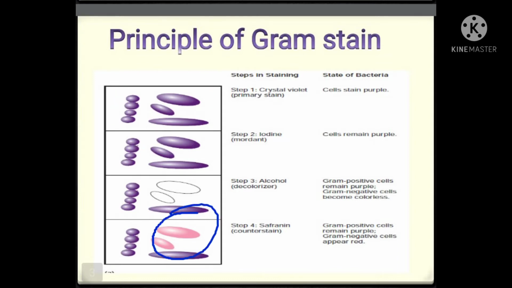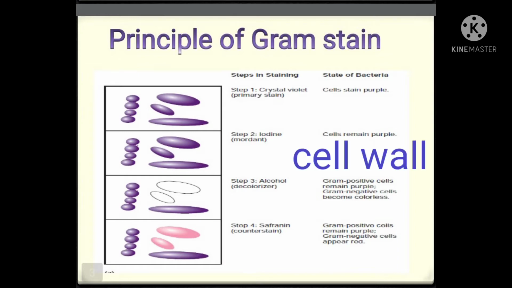The differences in the gram stain arise because of the differences in the cell wall of gram-positive and gram-negative cells. This stain can differentiate bacteria because gram-positive cells have a thick layer of peptidoglycan and a gram-negative cell has a thin layer of peptidoglycan that retains the primary stain.